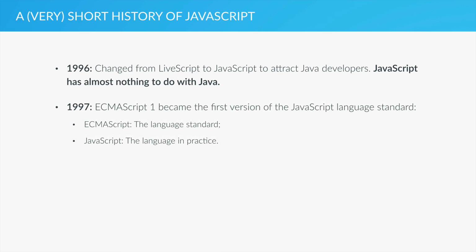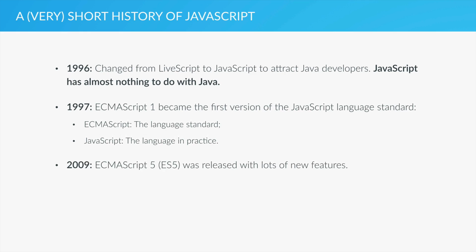Then, 1 year later, the language was submitted to an organization called ECMA International in order to create a new language standard. So ECMAScript 1 became the first version of the JavaScript language. In the real world, we use the term ECMAScript to refer to the standard, while JavaScript is used when we talk about the language in practice.